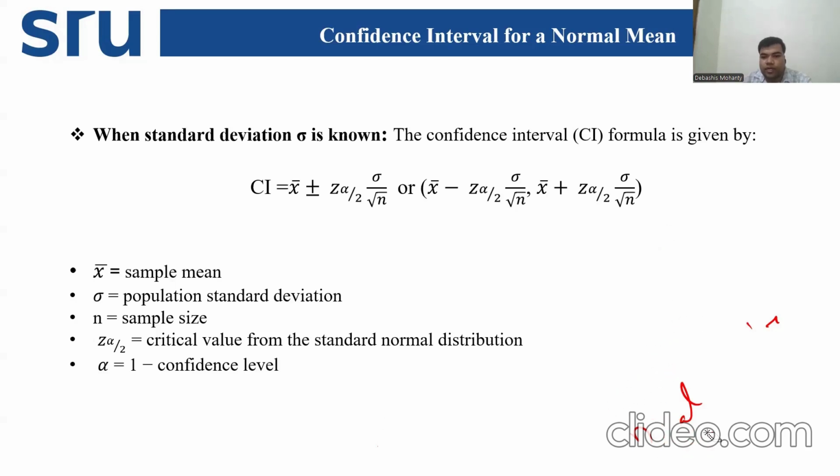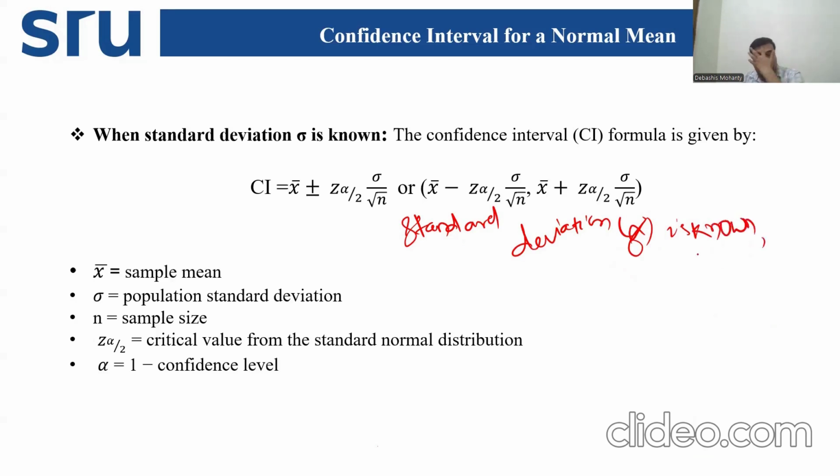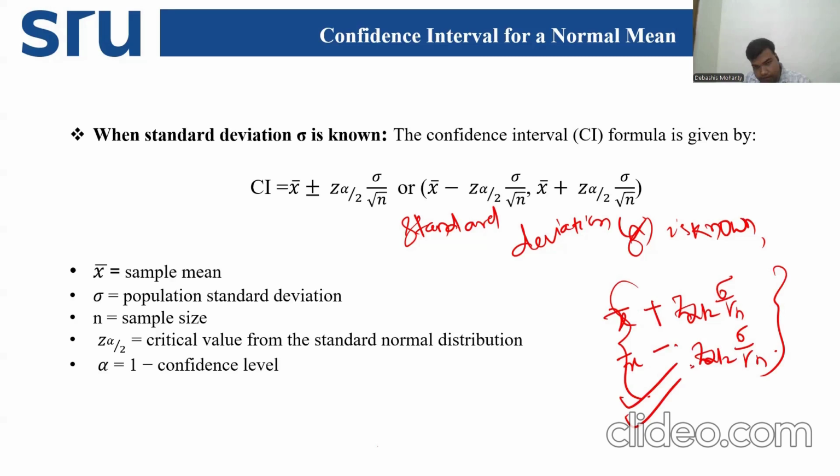Okay. So let us revise this one. So here, first of all, we have to see in the question whether the standard deviation is known to us or not. That is very important. Population standard deviation, that is sigma. Sigma is already known to us or not. So if it is known to us, means if in the question the standard deviation is given, so we have to apply either plus or minus z alpha by 2 sigma divided by square root of n. Similarly, z alpha by 2 sigma divided by square root of n. These are two major formulas that we can see here.